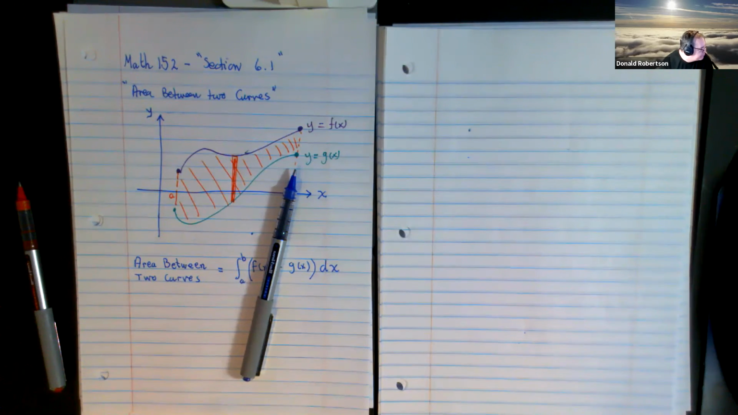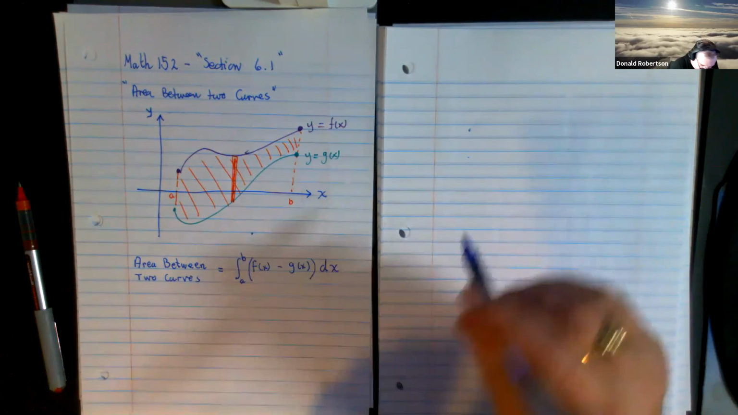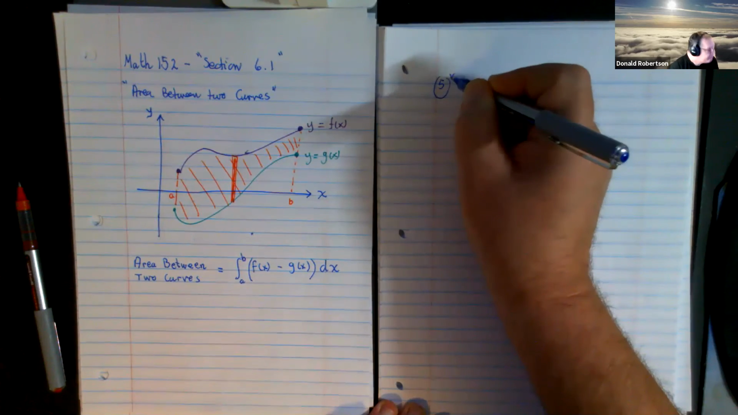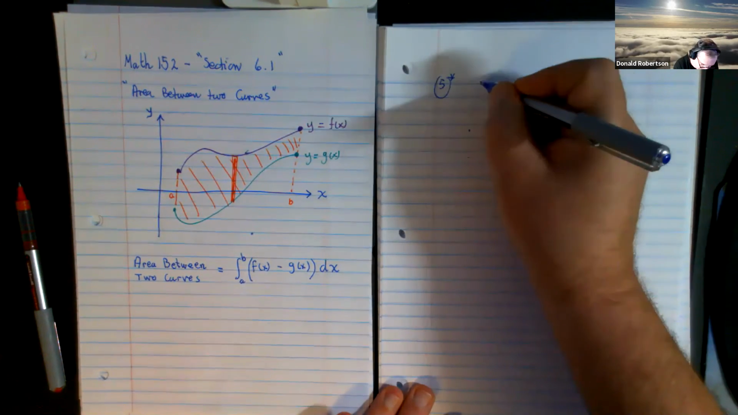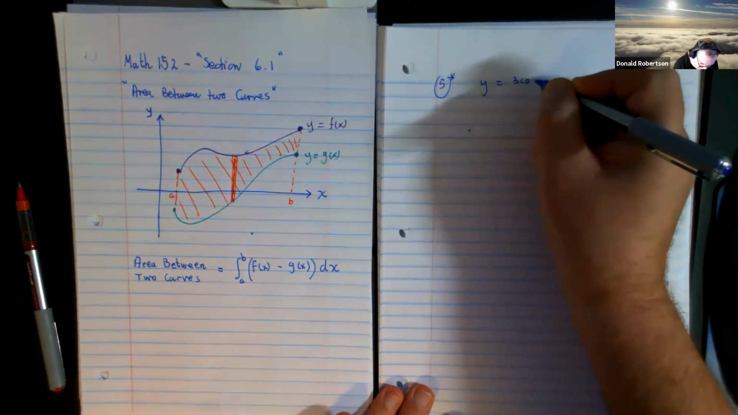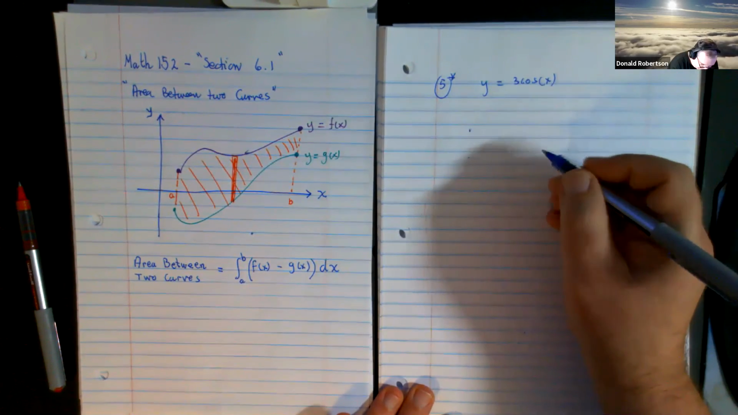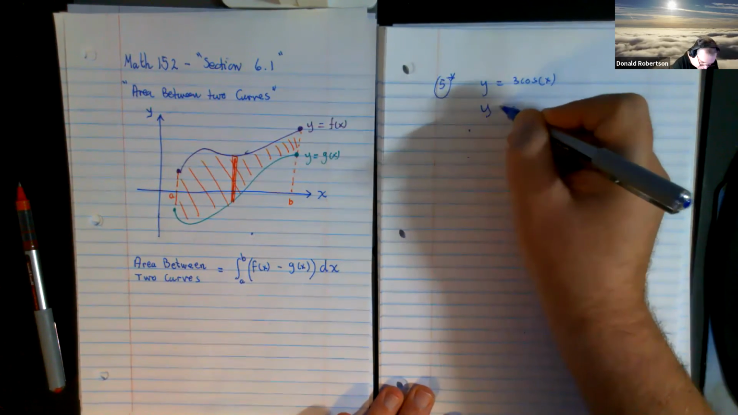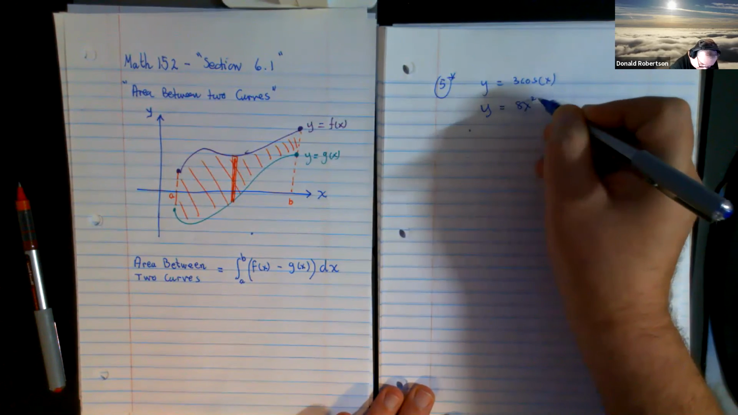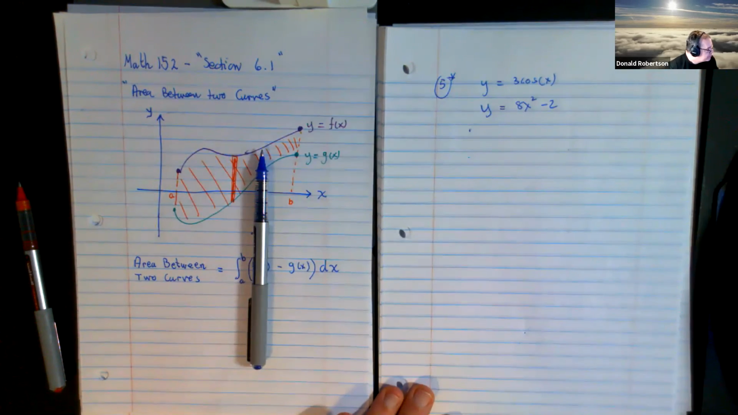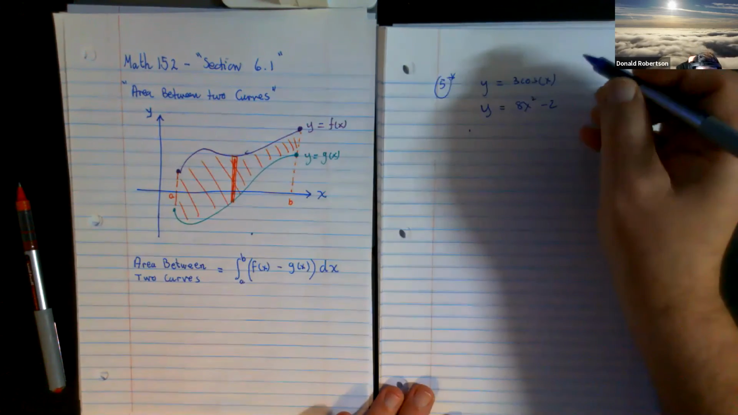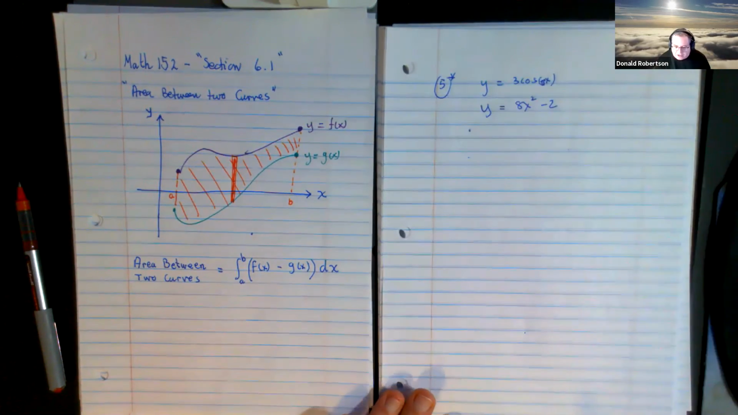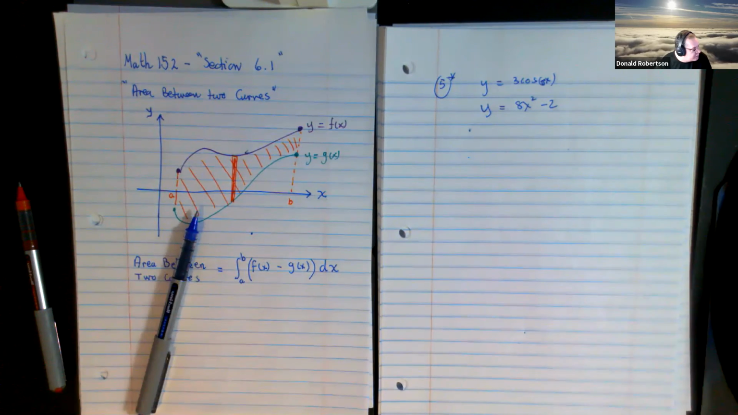Right, next one I'm going to do is a trig question. So this is a bit like question 5. It's going to be y equals 3 cosine x, and y equals 8x squared take away 2. And I forgot, it says pi x, not x, but the cosine of pi x.